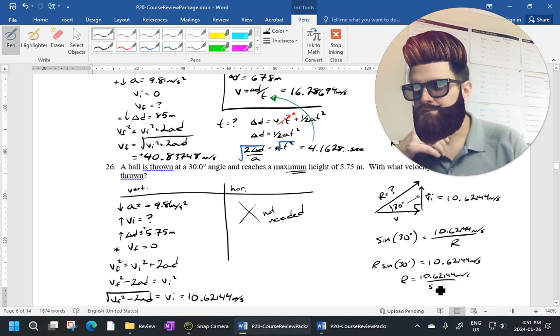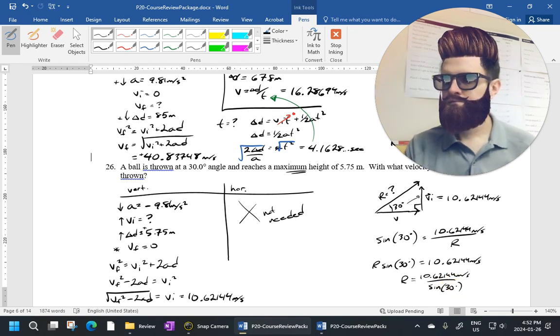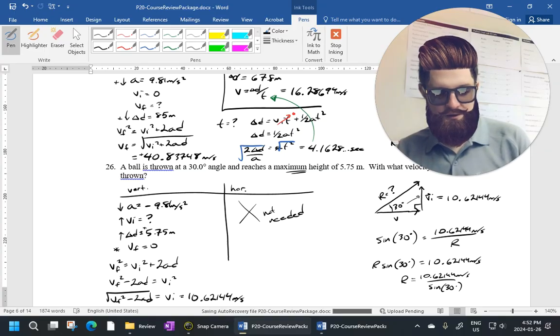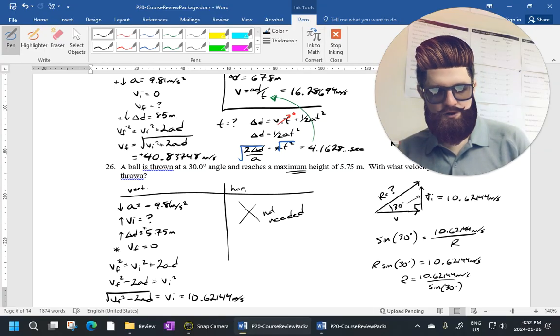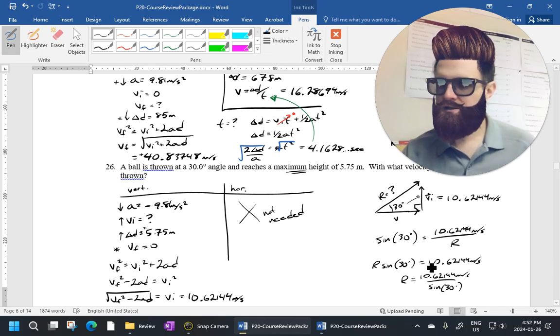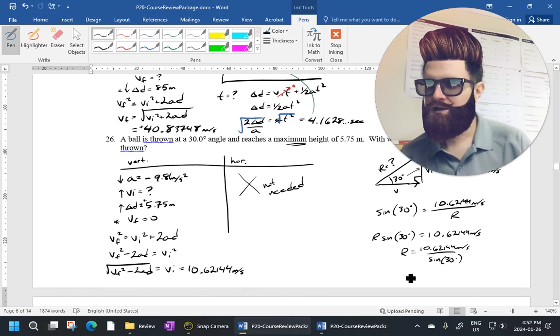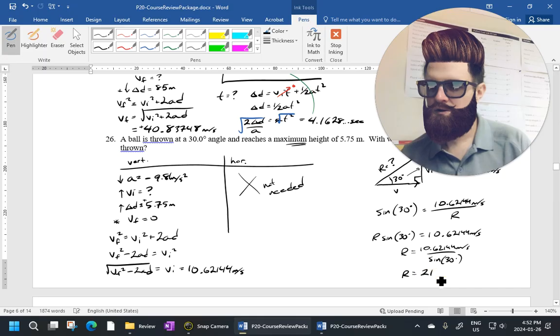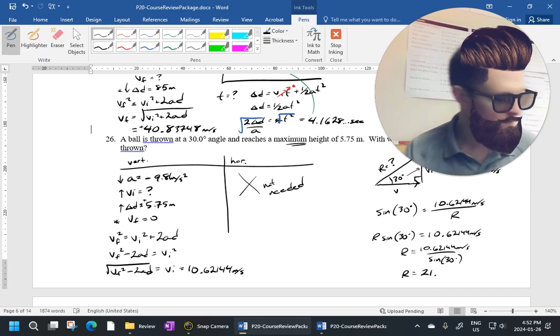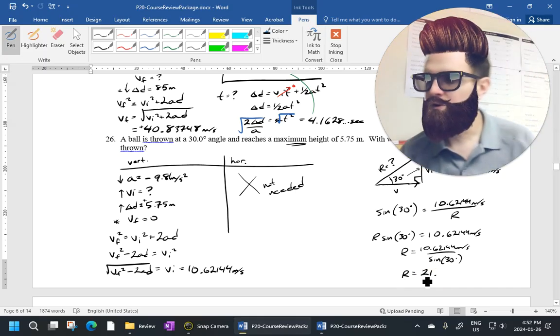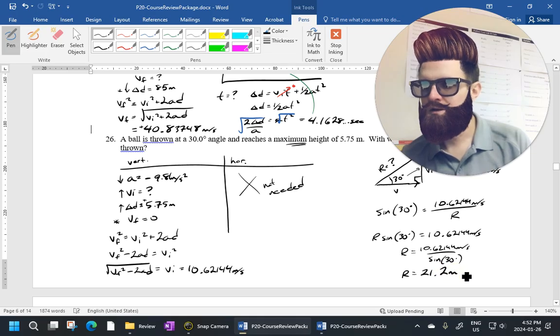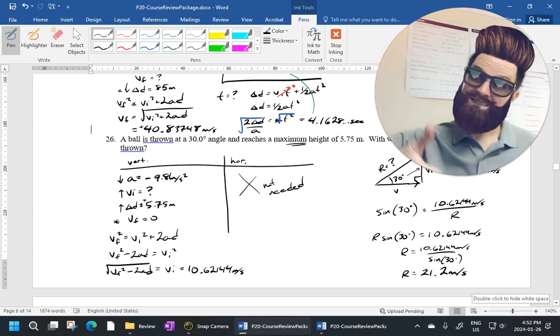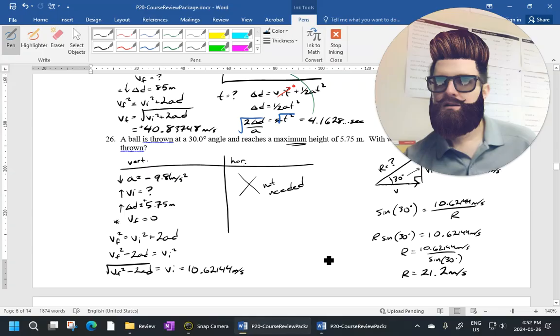A lot of writing here. Cool. Divide by sine 30, which is a half, if you remember your trig. So I get 21. Oh, I'm going to add space here. 21 point... Oh, I got 360 degrees. 21.2 meters per second. Yay! Okay.